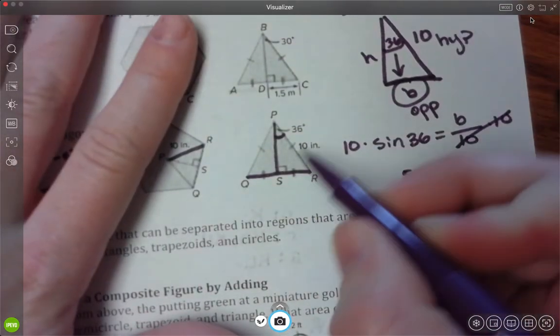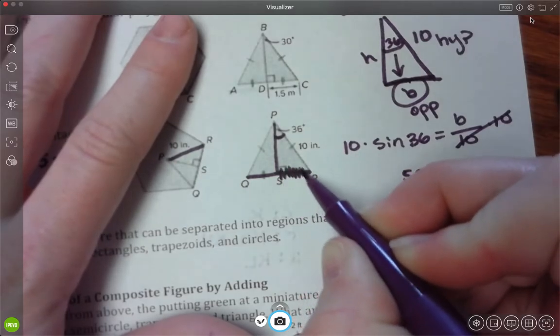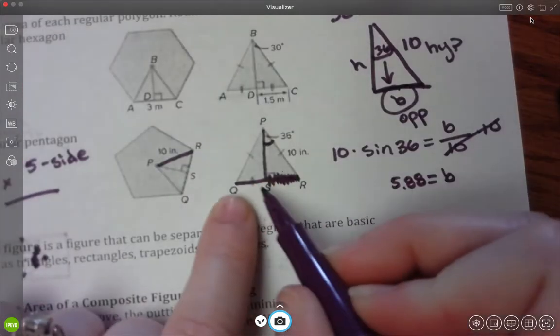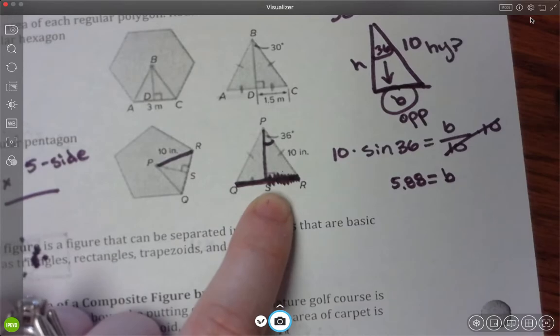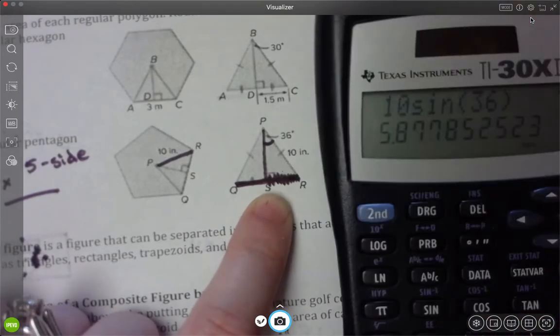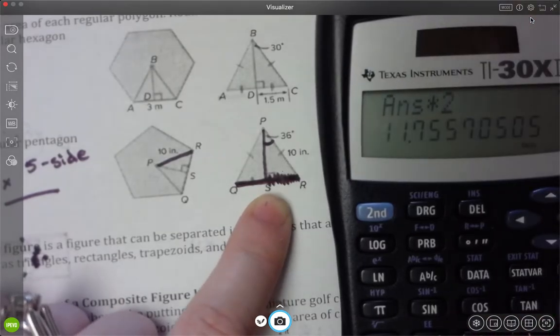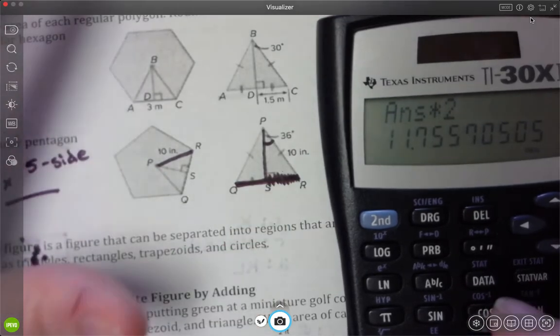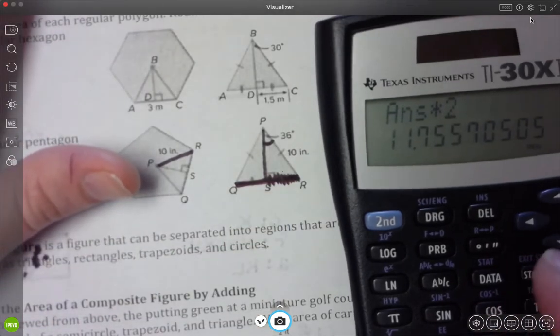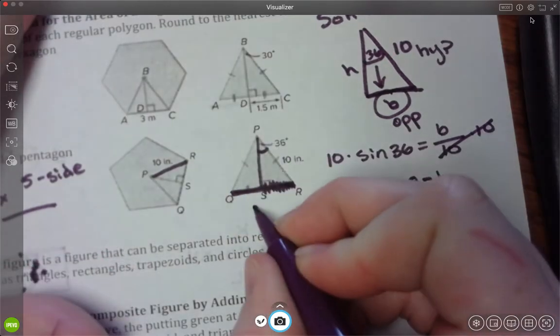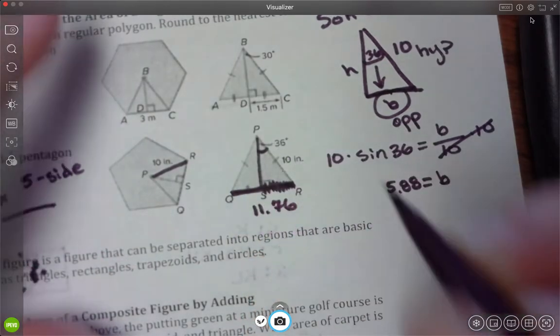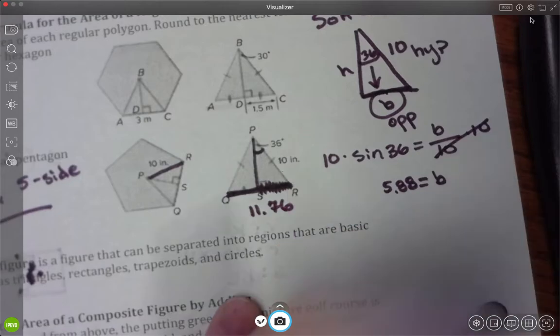5.88 is only going to give me this side of the bottom. So if I want to find the entire length of the base, I need to double that. So I'm going to take that times 2 now. Technically it wasn't the entire base. Let's go, 11.76 is the bottom. That's going to be what the base of this triangle is, 11.76, okay?